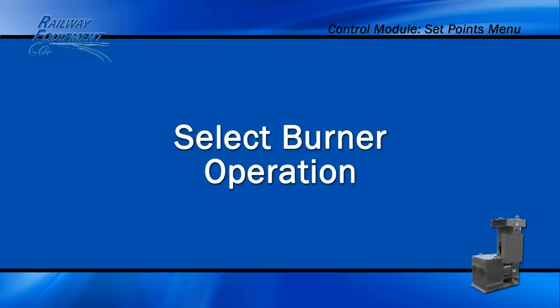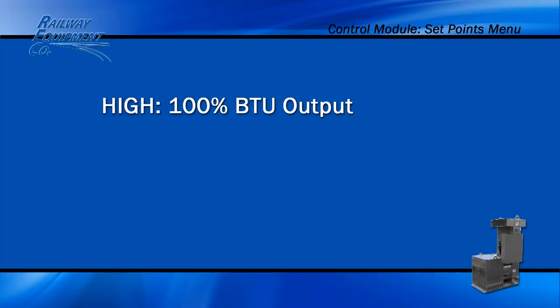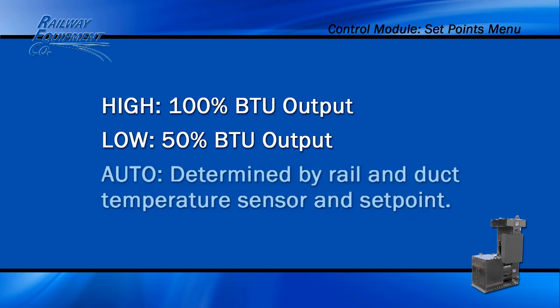The selections for burner operation are Auto, High, Low, and Auto Off. When High is chosen, BTU output is 100% with or without rail sensor. Low delivers 50% of High's BTU output, with or without the rail sensor. Auto switches between high and low, depending on the rail and duct temperature sensor and set point. If no rail sensor is connected, the unit runs at low.